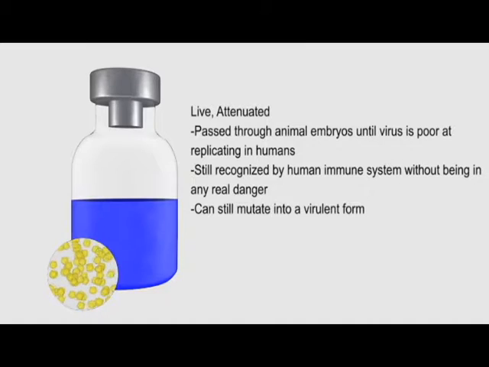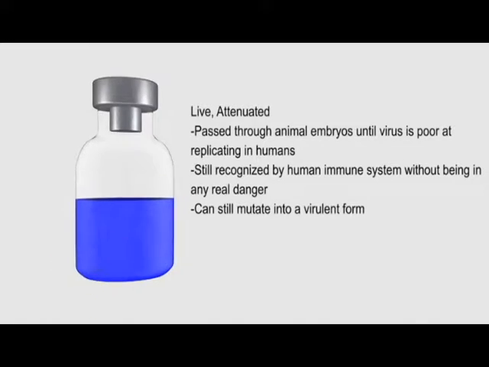The disease is passed through a large number of animal embryo cultures, essentially training the virus only to replicate in the animal the embryos were sourced from. This allows the virus to be alive long enough for the human body to recognize it and build an immunity to it, but altered enough so that it cannot replicate sufficiently and harm the body.